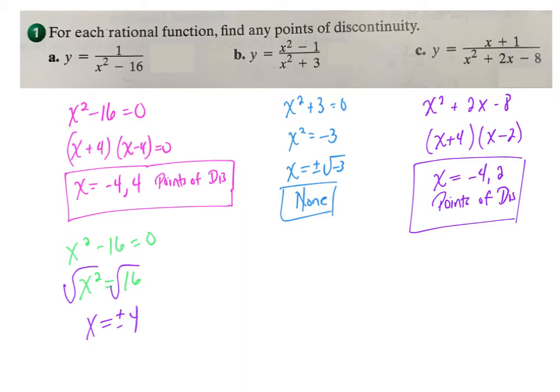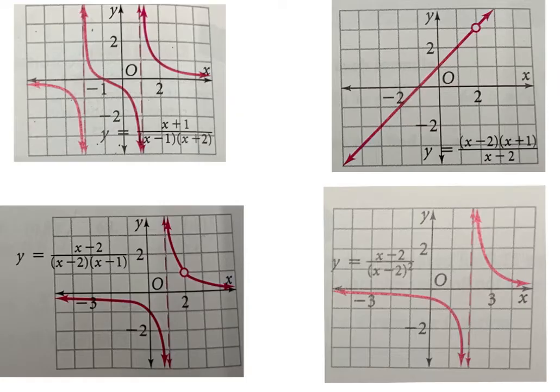The same way that I did this one, right? I did it that way. This one you should have done factoring, like we did for the example. So positive 4. Right, so you go x plus 4 equals 0, subtract 4, x equals negative 4. All right. So look at the bottom of page 492.